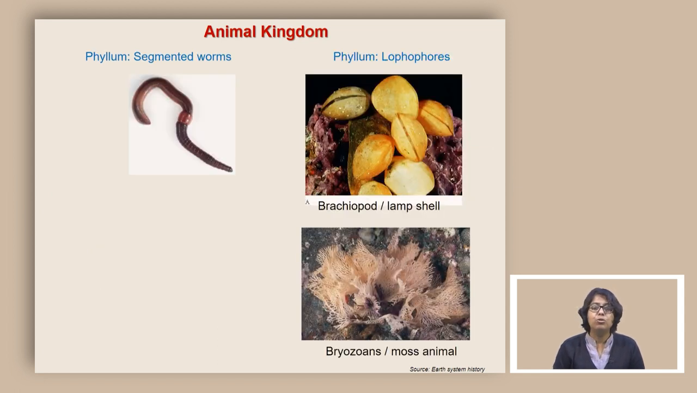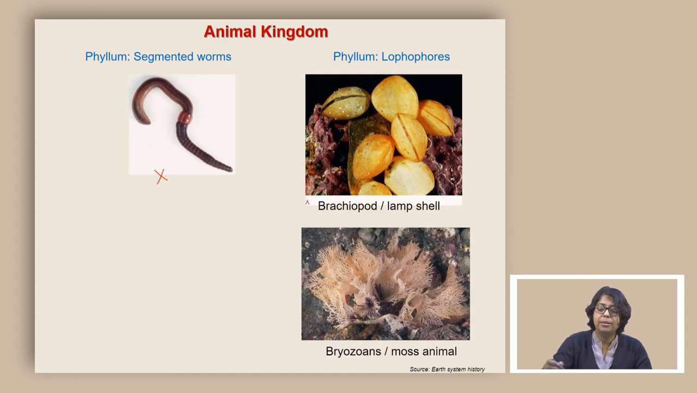Now we are coming to different groups. Another phylum is called segmented worms, but we are not going to talk about them so much simply because they do not really get preserved so well in the fossil record, because they do not have a strong exoskeleton. So although they are very diverse in modern day, we have very little understanding of how they changed over time because of their lack of fossil record.